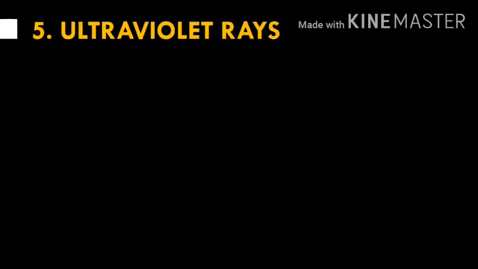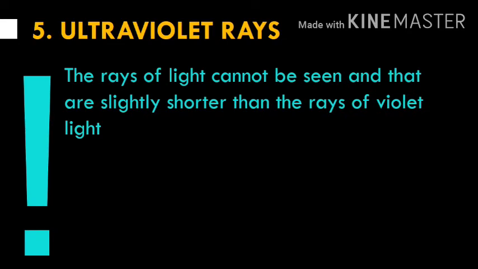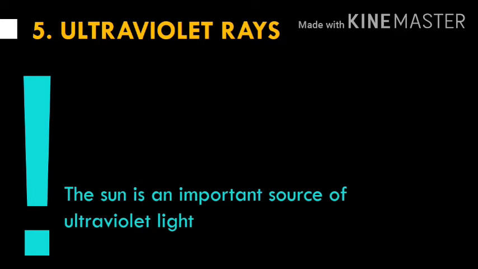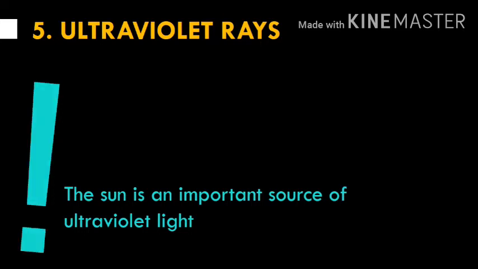Okay, next, the ultraviolet rays. These are rays of light that cannot be seen and that are slightly shorter than the rays of violet light. Ultraviolet or UV radiation is produced by special lamps and very hot bodies. Well, there's a survival video that I've watched, and they use special ultraviolet lamps to purify water so that they could drink it safely. Our very own sun is also an important source of ultraviolet light.